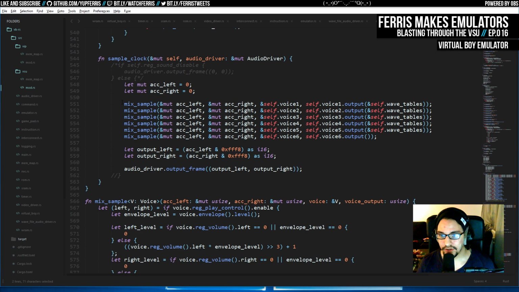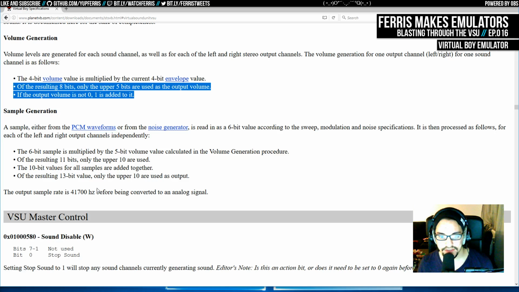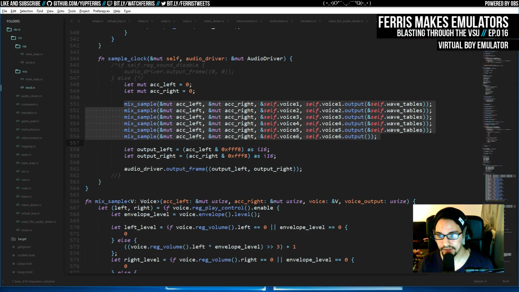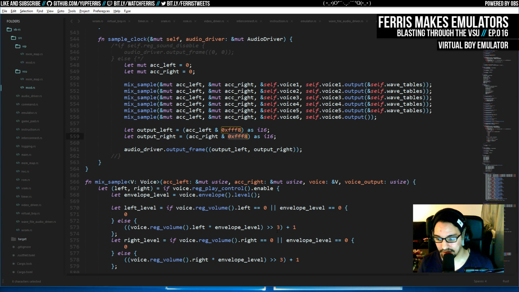Once they're all mixed together, that will give us a 13-bit result, I believe it says here. Yeah, the 10-bit values for all samples are added together. Of the resulting 13-bit value, only the upper 10 are used as output. And so that's why I mask off these lower bits here. Now, because we just shifted this right by 3, I think this stuff's actually going to be a little quieter, but it should be more correct.